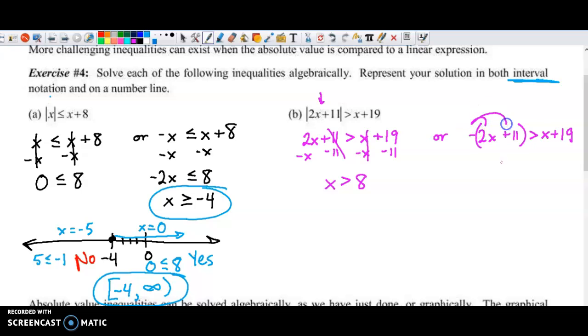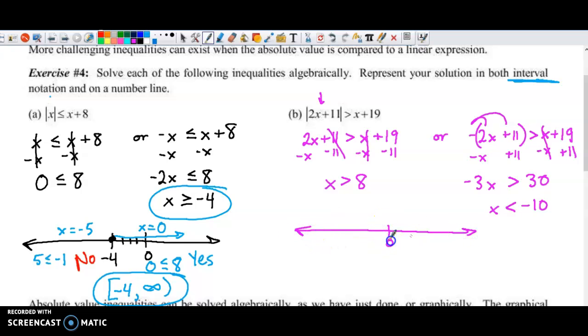In this one, I want to distribute that negative as well as subtract an x over, to cancel that out. So negative 2x minus x would be negative 3x. But this time it's negative 11 that I have to add 11 over. So that's now greater than 19 plus 11 is 30. And if I divide by negative 3, I'm guessing my final answer is going to be less than negative 10. Well, let's see on a number line.